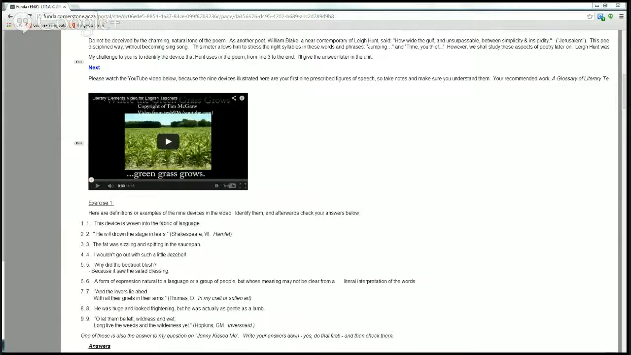Can you hear that sound, sizzle, spit? It sounds a bit like the fat in the pan, so that is an onomatopoeia. Okay? Because it's an imitation of the sound itself. Okay, good.